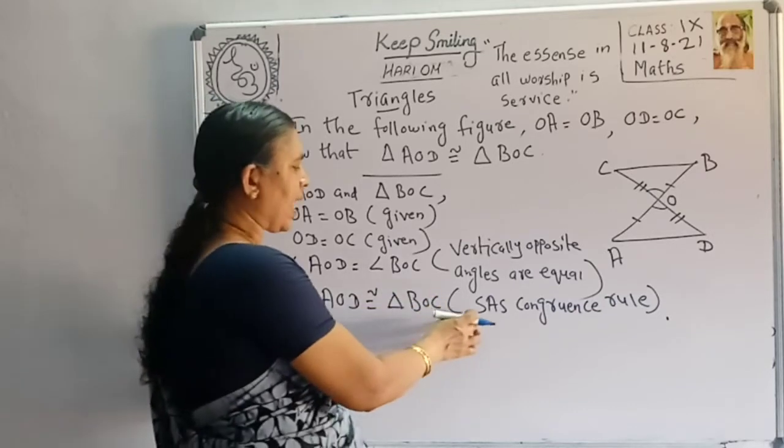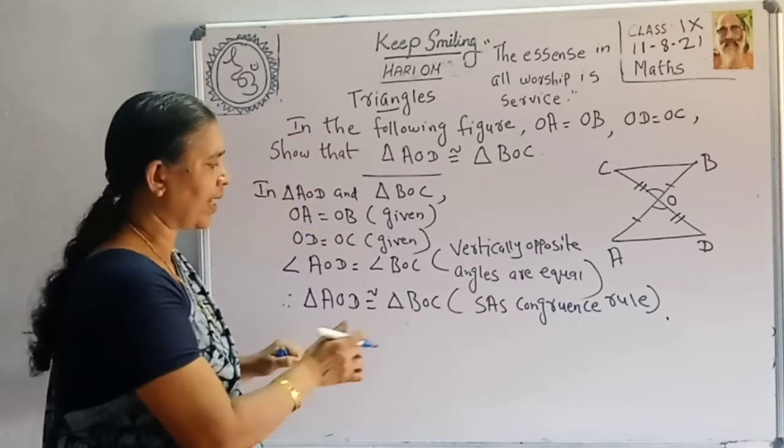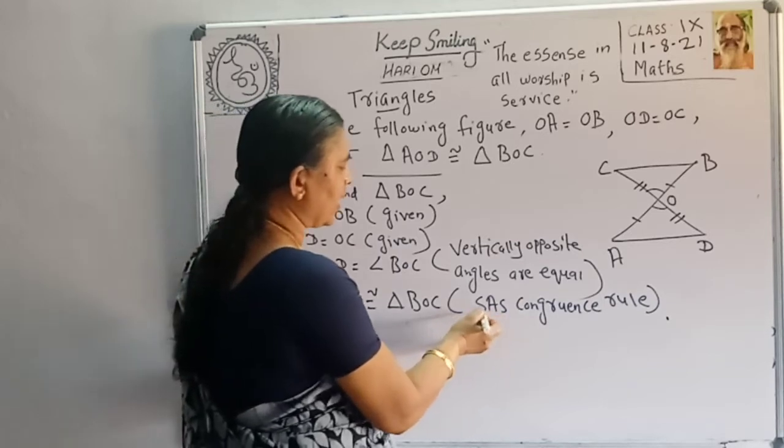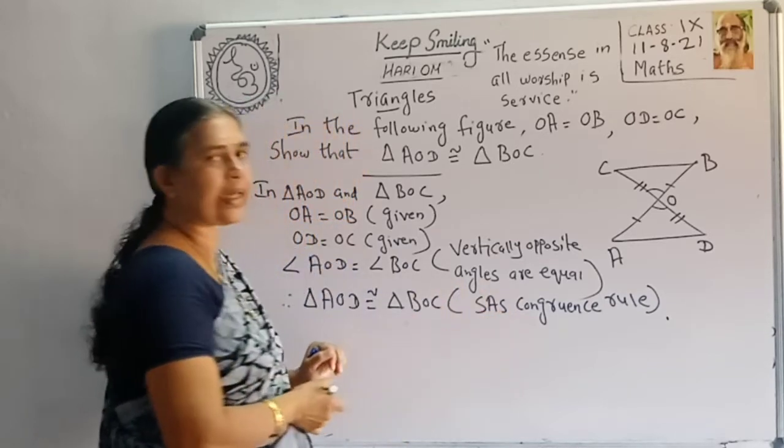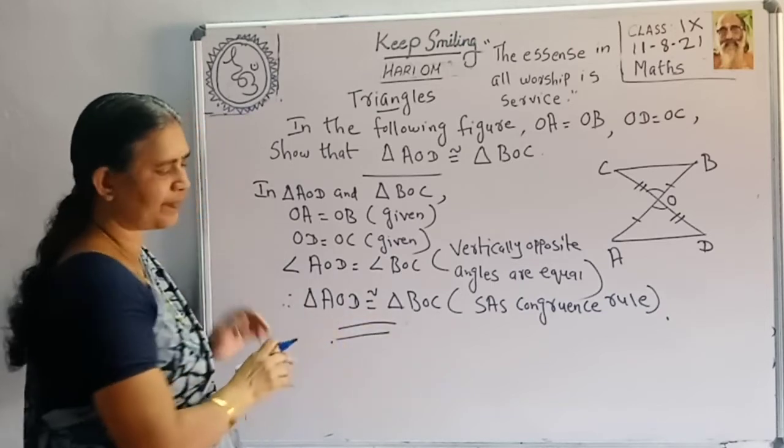That is side, angle, side. Two sides and the included angle inside this angle. So we are writing it as SAS, side, angle, side. So by SAS congruence rule, these two triangles are congruent. Okay.